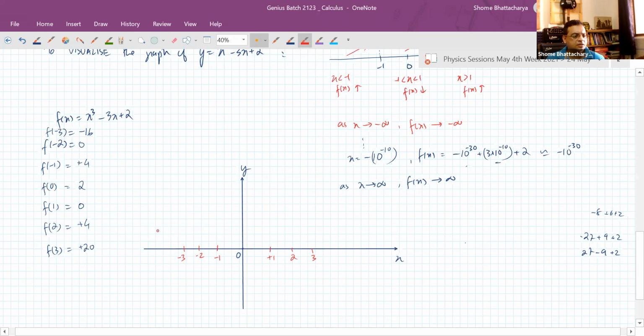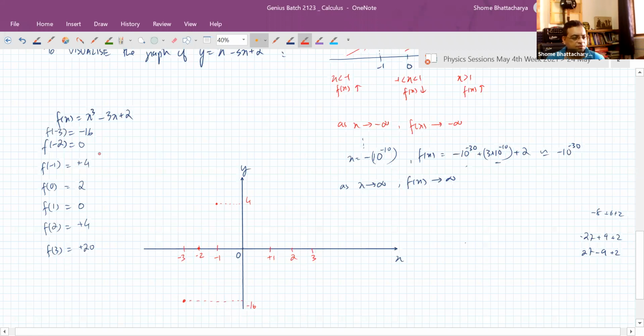Okay. So now let's start plotting the values that we have got here. So at -3, the value is some -16. So let's say it's over here. Then by the time we come to -2, it's 0. Okay. And by the time we come to -1, it has gone up to 4. So let's say it's somewhere here. Okay. So my graph is obviously not up to scale. I'm drawing a very rough sort of graph.